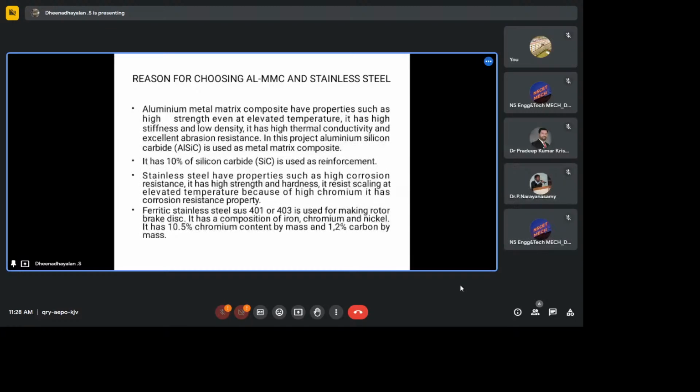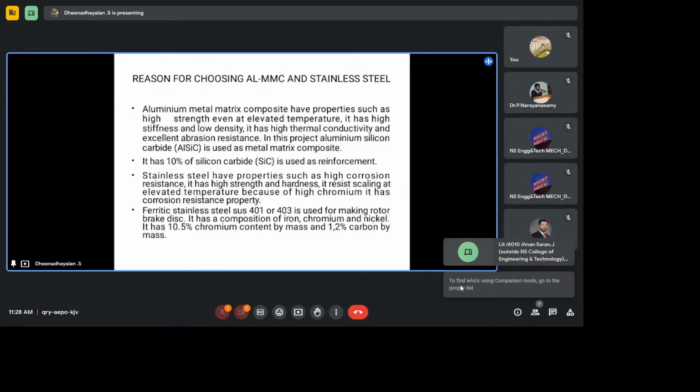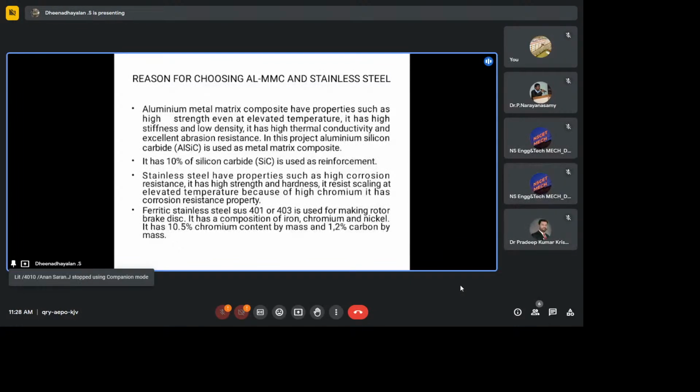Stainless steel has high corrosion resistance. It has high strength and hardness. Because of its high chromium content it has corrosion resistance at temperature. It has 10.5% chromium content by mass and 1.2% carbon by mass.